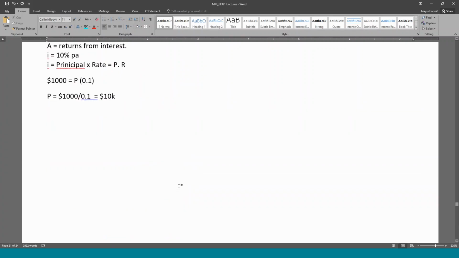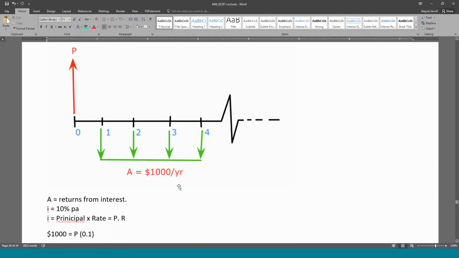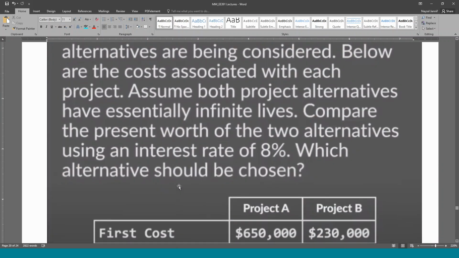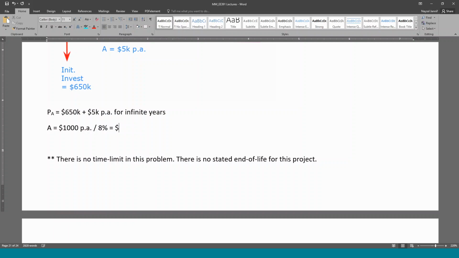Let's now look at our example. Let's now roll back. How do we calculate our A? A will equal to $1,000 per year divided by, what is the interest rate on this? Okay, so it'll be $1,000 per annum divided by 8%, which is equal to $1,000 divided by 0.08.